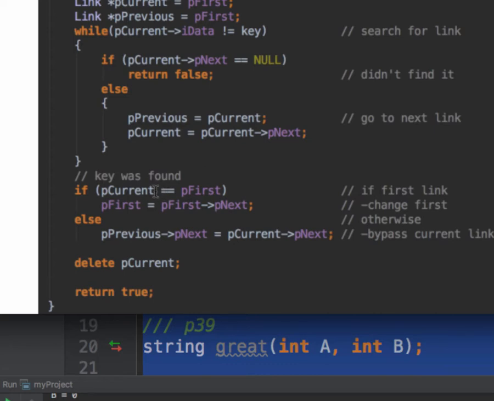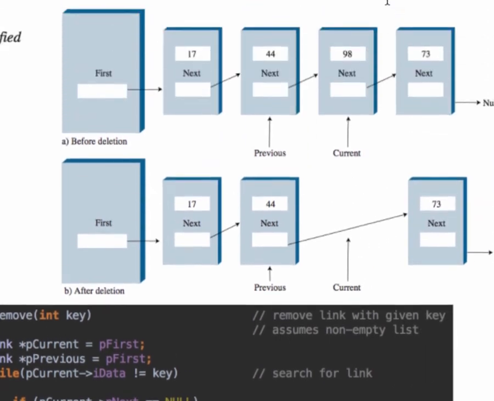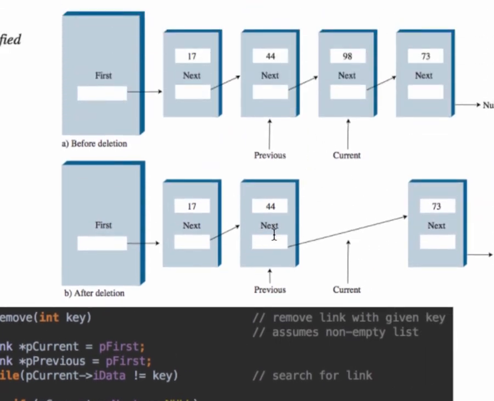If that's true, all you have to do is tell first to go one down, right? Because first is the link that you're trying to delete. Just tell it to move one down, and then you delete current, and then that link is gone. Otherwise, if you did not find that 98 to be the first one, then you do previous dot next is equal to current dot next, which is what I was telling you, right? You're telling it previous dot next here is equal to current dot next, which is this link.